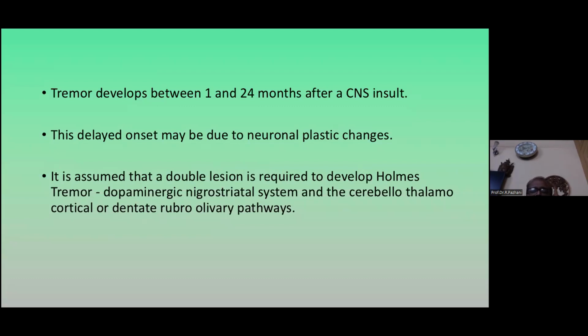It is assumed that a double lesion is required to develop Holmes tremor, that is the dopaminergic nigrostriatal system and the cerebellothalamic cortical or dentato-rubro-olivary pathway. So you can have a combination of 2 or 3 of these to get this kind of Holmes tremor. So it's not necessarily a particular lesion that produces a particular tremor.